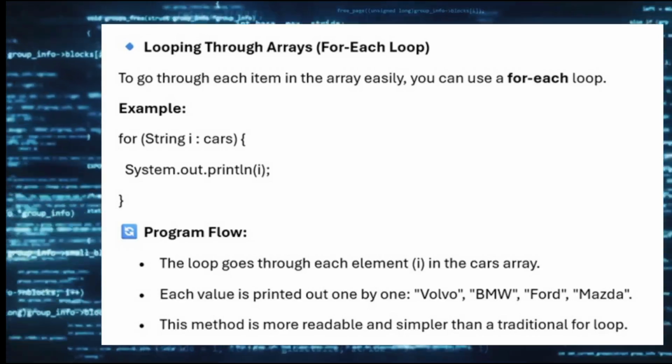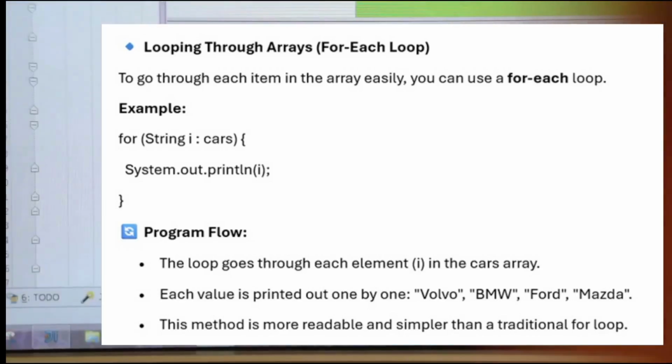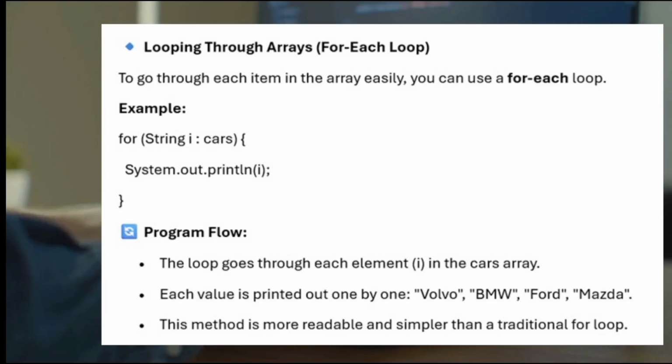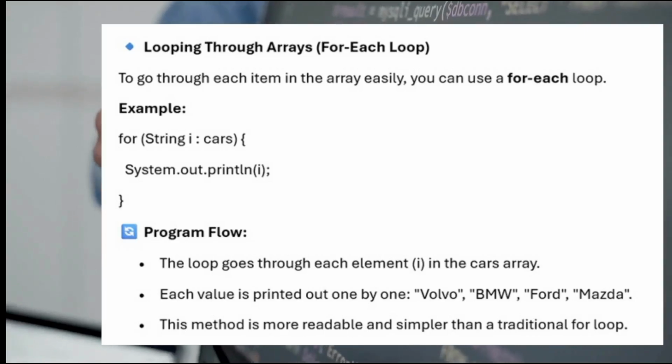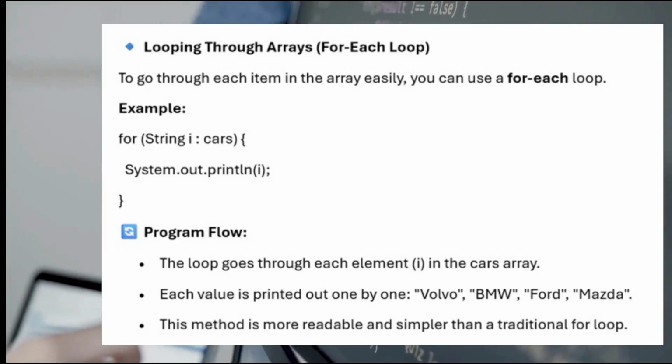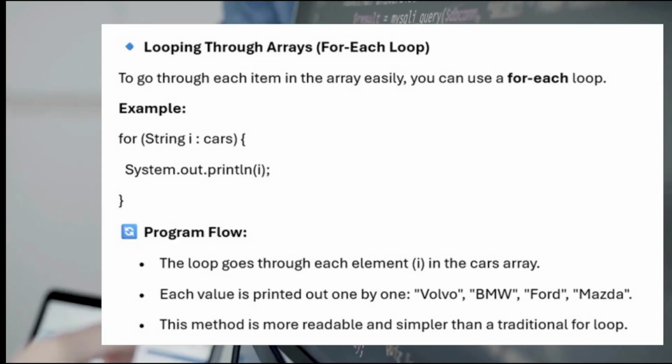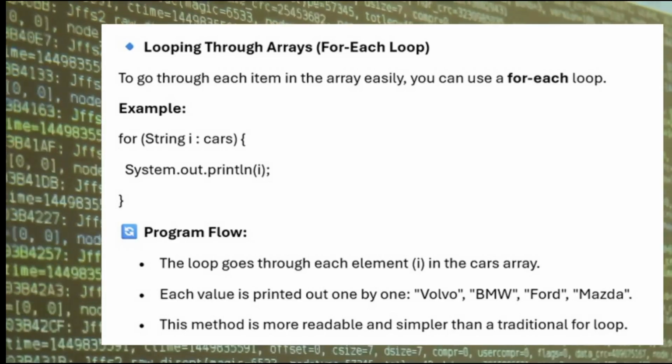Looping through arrays is super handy. Use a for-each loop to make it easy. Example: for (String i : cars) { System.out.println(i); }. The loop goes through each element in the cars array and prints them one by one: Volvo, BMW, Ford, Mazda. It's more readable and simpler than a traditional for loop.